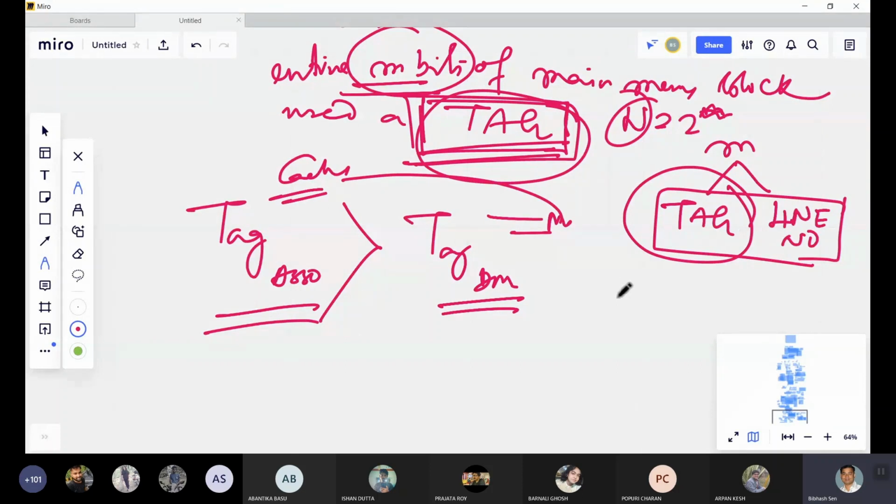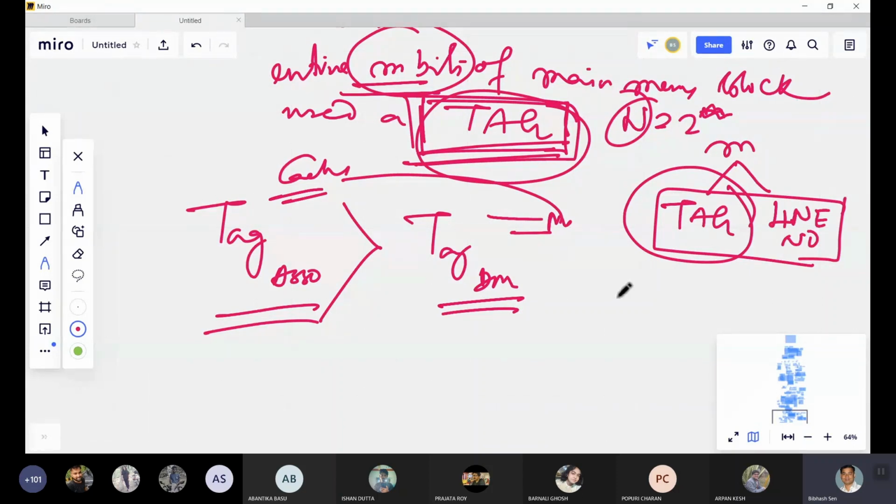If there is no free space in the cache, then the incoming main memory block will replace an existing cache block. At that time you have to apply some replacement policy, like LRU, maybe FIFO, maybe LFU, anything, but mostly in the cache LRU is used. So we will follow by default the concept of LRU.